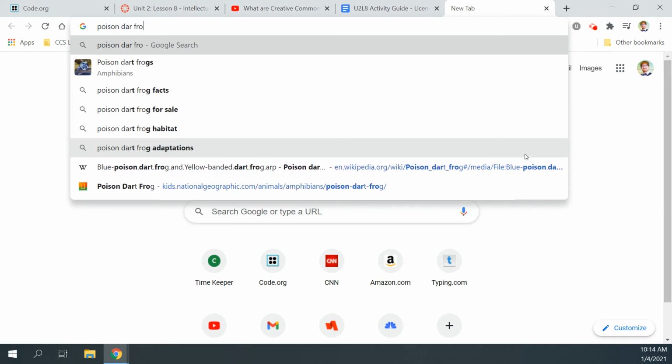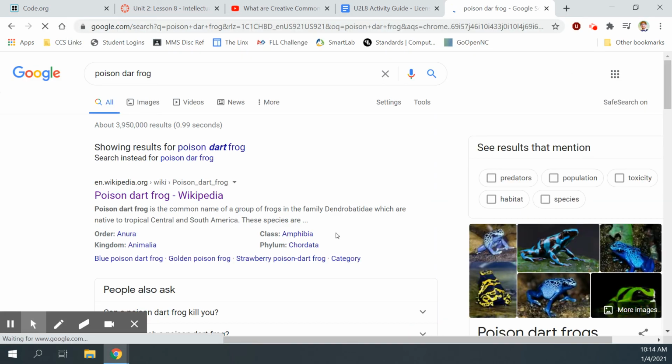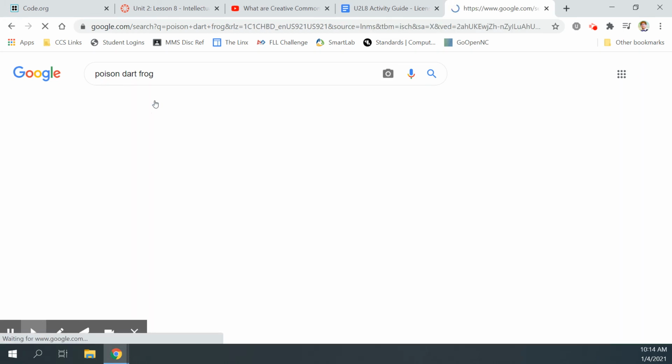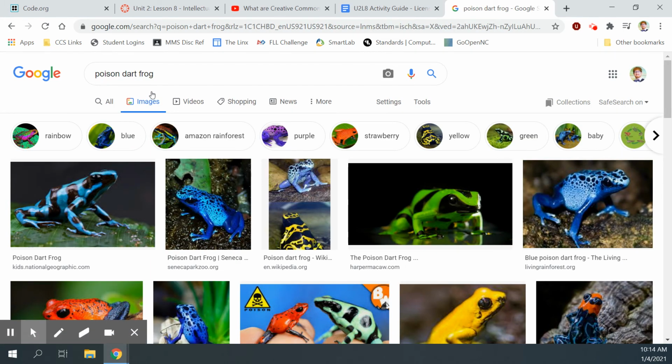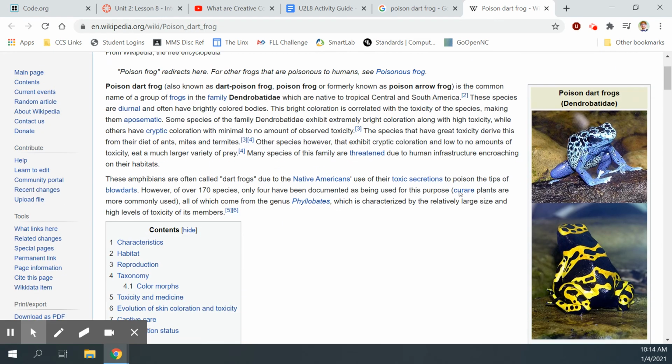Now this is the part of the assignment where you can kind of go on and do your own thing with the images that you look up. But some websites, you're not going to find the Creative Commons licensing, but a lot of them you will. Wikipedia is one of those that you will find the Creative Commons licensing. So let's go over there.